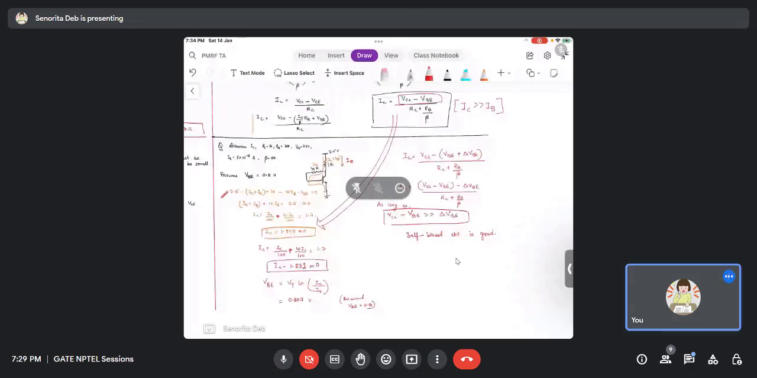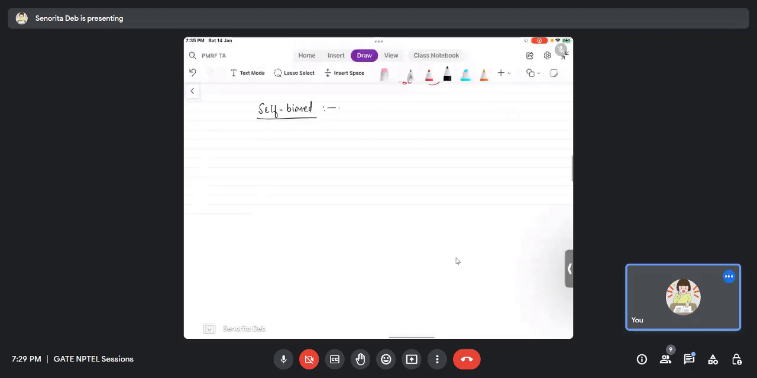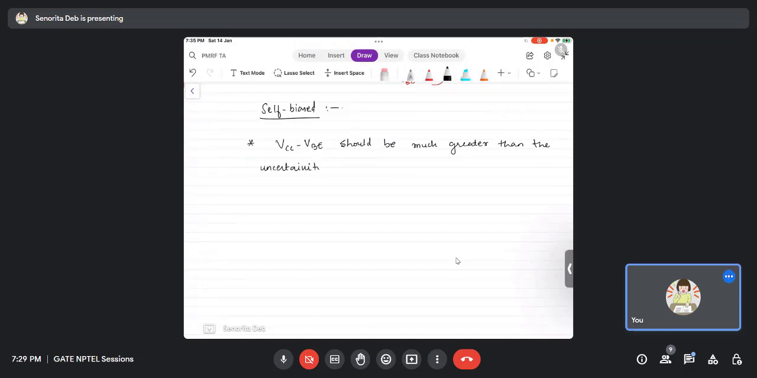So two conditions we saw for self-biased circuit. I am just writing down those two conditions. Self-biased. So we had made some notes after each biasing scheme, I think. So self-biased condition is that VCC minus VB should be much greater than the uncertainties in the value of VB.